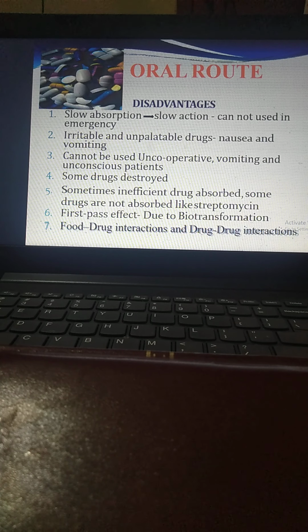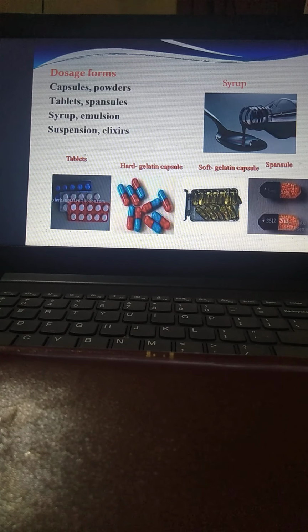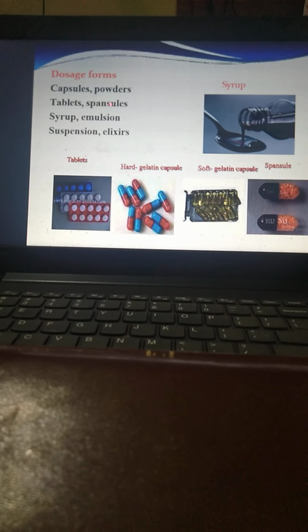If we have 2-3 drugs, because sometimes it is not only one drug which is given, there are 2 drugs, 3 drugs, 4 drugs, depending upon the severity of the patient. In cardiovascular disease, I have already told you there are 15, 18 or 20 drugs to be taken at a time. A person having diabetes, hypertension, so many diseases, comorbidities are there. Now, the dosage forms: capsule form, powder form, tablet forms, spansules, syrup, emulsions, suspensions, elixir.